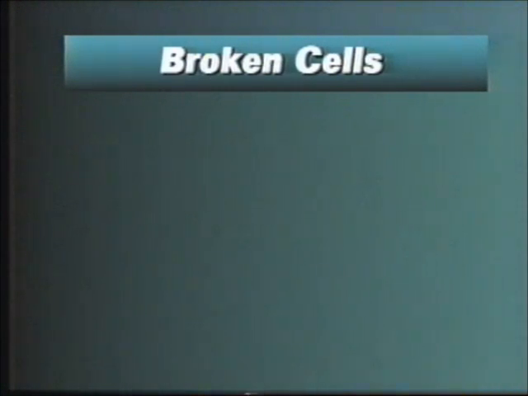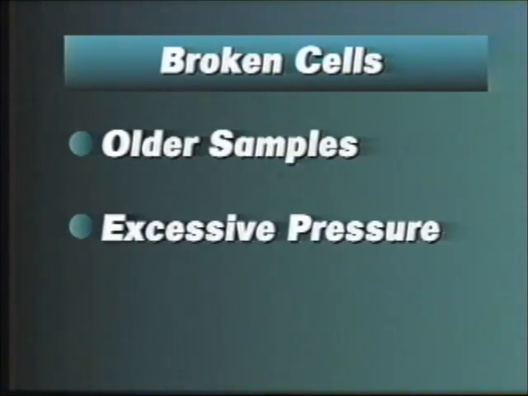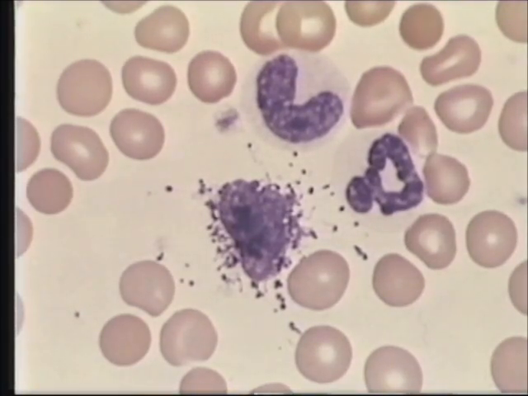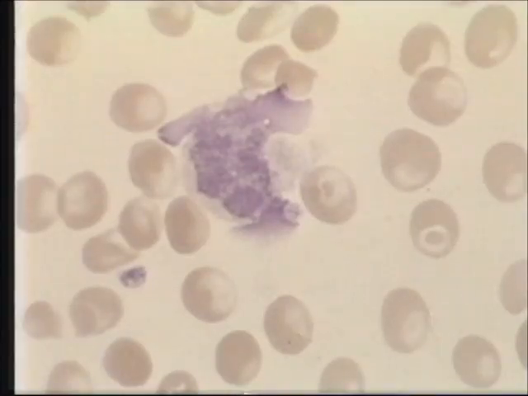Broken cells can be seen in older samples or when excessive pressure has been applied during smear preparation. These are not typically pathologically fragile cells, although toxic neutrophils can become more fragile with time. Broken cells in many cases are still identifiable, as is this broken basophil. If you can still identify the cell, it should be included in the differential. Chances are we broke it. Some broken cells, like this one, cannot be accurately identified. Again, if you see more than 10 of these per 100 white cells, the smear should be remade using an alternate method.